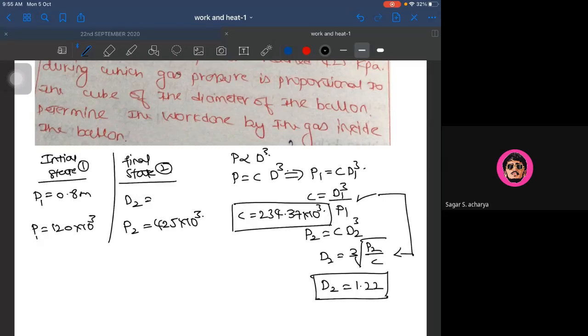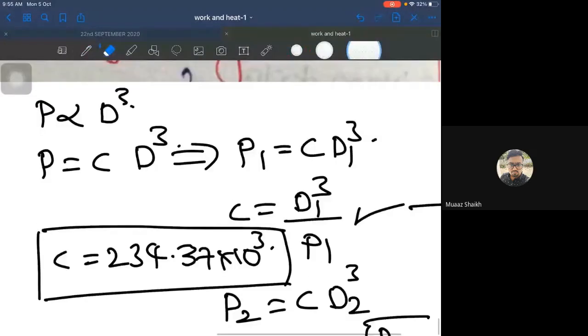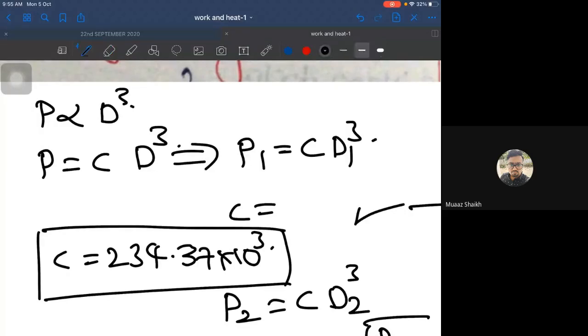Give me the value of D. Taken the wrong formula. What's wrong? Isn't it P1 by D1 cubed? Yes, it is, I made a mistake there. You calculated correctly. So it is P1 divided by D1 cubed. You are right.